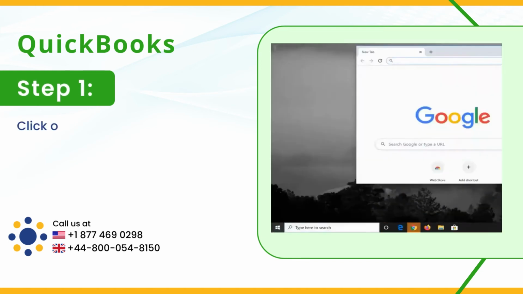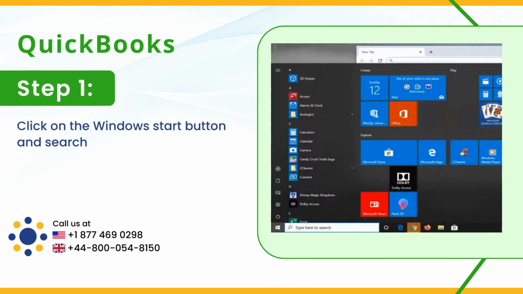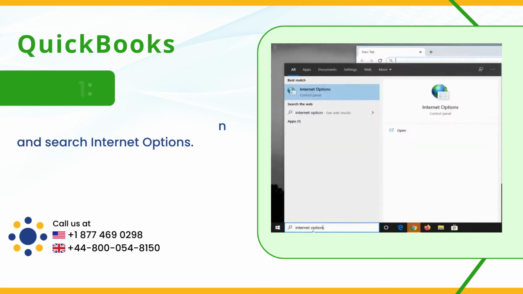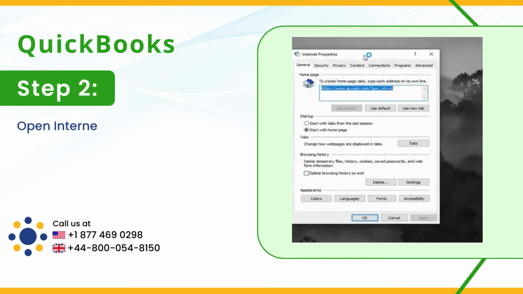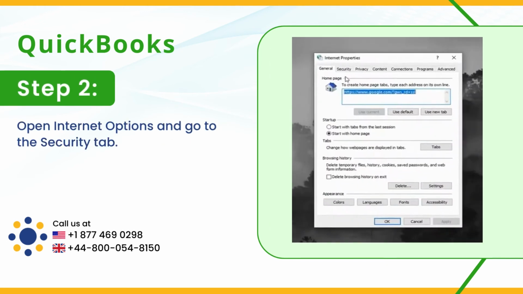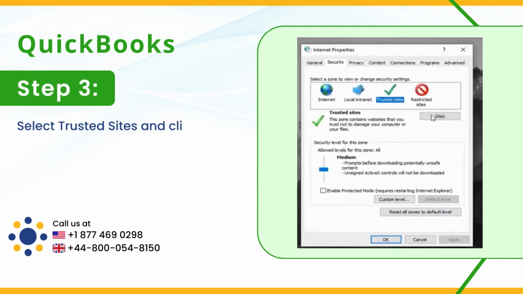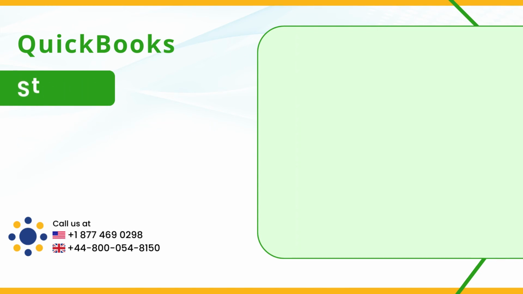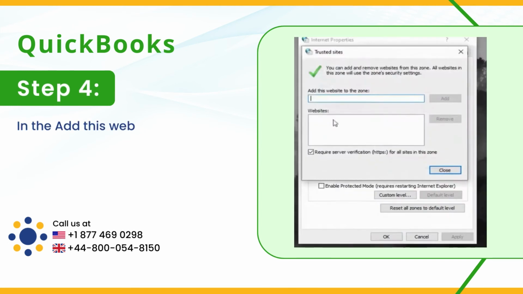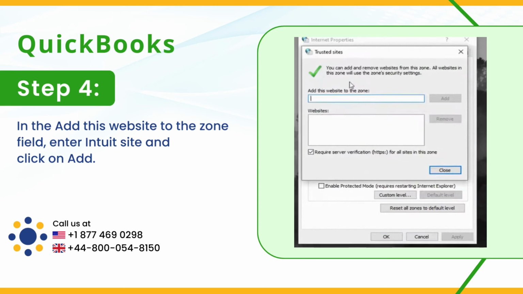Step 1, click on the Windows Start button and search Internet Options. Step 2, open Internet Options and go to the Security tab. Step 3, select Trusted Sites and click on Sites. Step 4, in the Add this website to the zone field, enter Intuit site and click on Add.